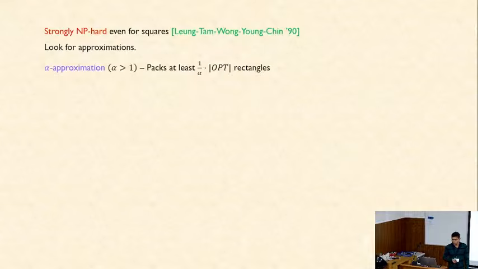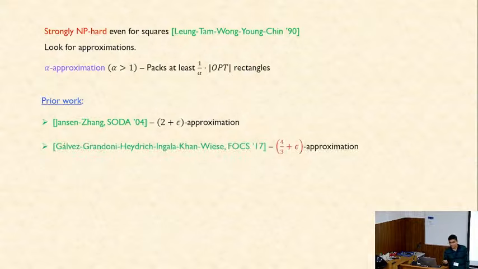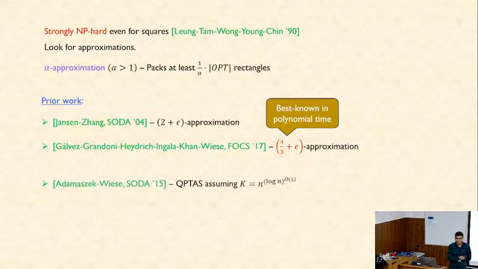So let's look at what was known before. More than 20 years ago, Jansen and Zhang gave a 2 plus epsilon approximation for this problem. Then in 2017, there was a paper by Arindam and others where they improved this to a 4 by 3 plus epsilon approximation. Prior to our work, this was the best known approximation ratio for the problem achievable in polynomial time. However, if we make certain more assumptions about the input, then it is possible to get better approximation ratios. For example, there is a QPTAS known if you assume that the side length of the square is quasi-polynomially bounded in the number of input rectangles. That is, you can get a 1 plus epsilon approximation in quasi-polynomial time.